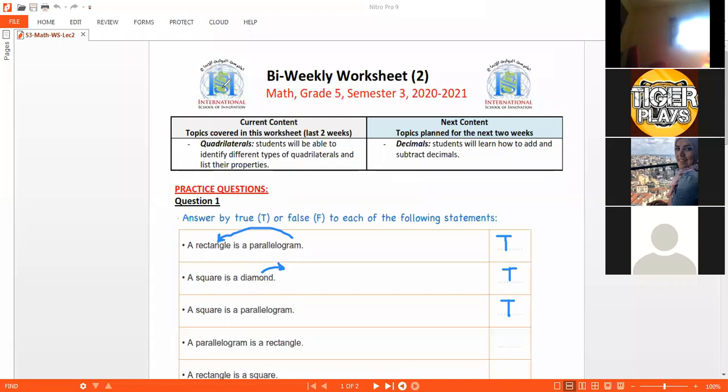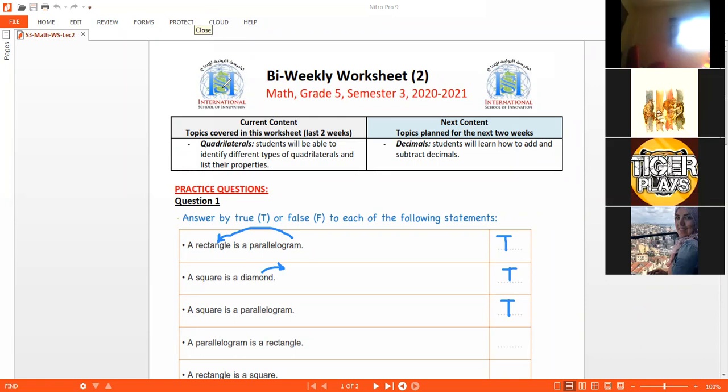Okay, let us continue. Now I want to choose Hala. Yes, miss. Yalla, Hala. A parallelogram is a rectangle. Is this true?